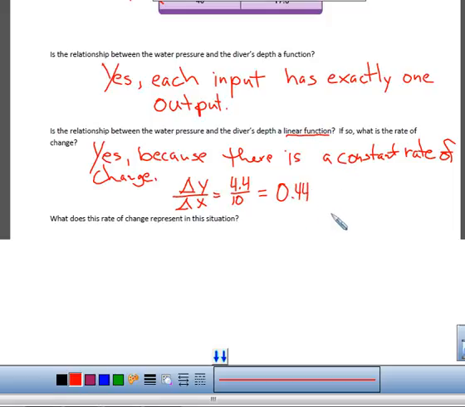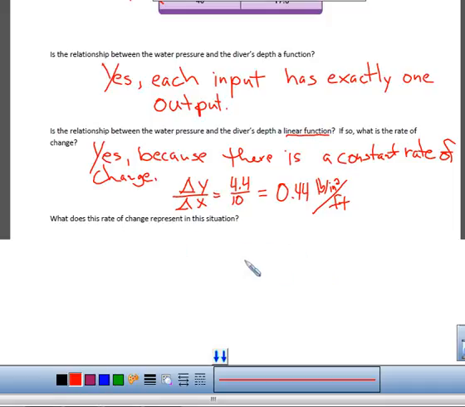Now we need a label. The label for this one is actually not a very nice label. Usually it would be something like feet per second or something like that. This one is actually, so the 4.4 that's on top is pounds per square inch over per feet, per 1 foot. Okay, so the water pressure, the pounds per square inch, is changing 0.44 for every 1 foot.